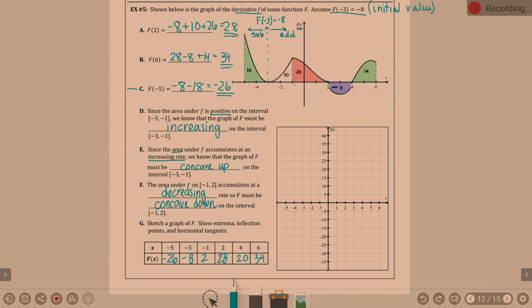Okay. So, we are graphing F of X here. That's what it's asking to sketch a graph of. So, let's put our points in. You don't need me to put the points in. We'll talk about connecting them here in a moment.